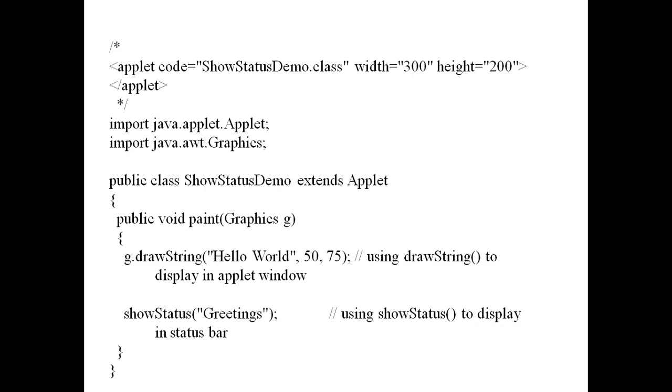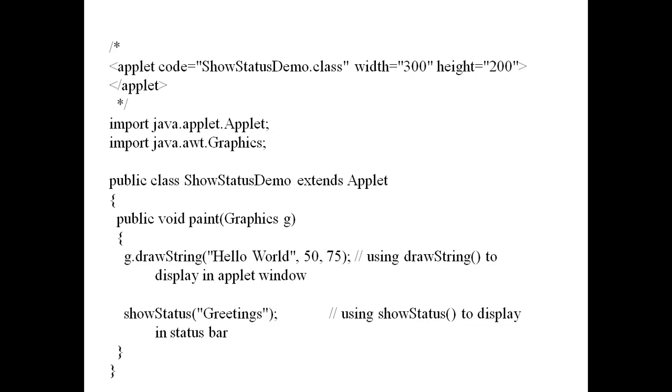Then I've created the class. The class must be public because the output is shown in the web browser. It should be accessible outside the class. So I've made the class public, and the name of the class is ShowStatusDemo, which is the name that is mentioned in the applet code.